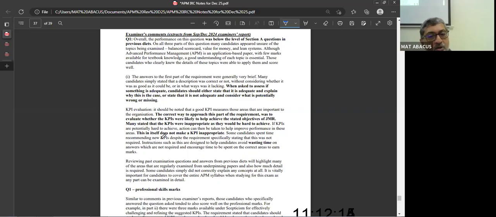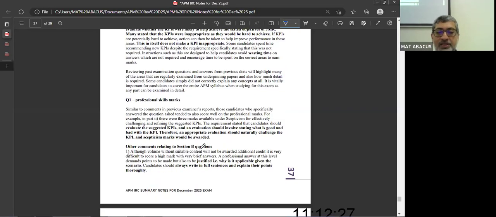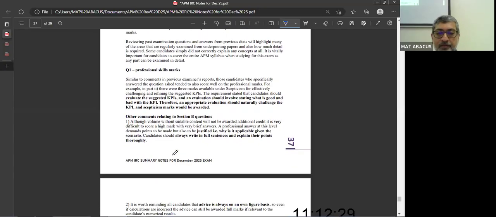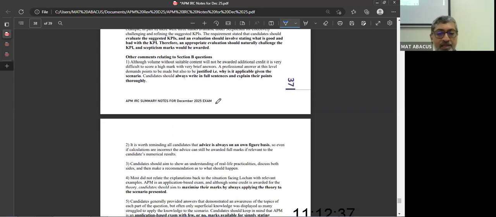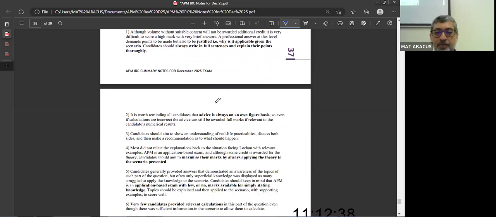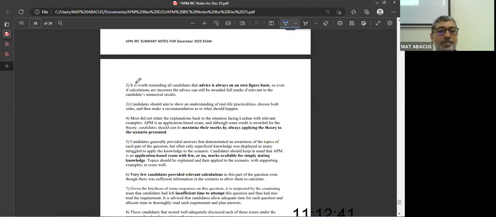Some candidates spend time recommending new KPIs despite management specifically asking that this was not required. Instructions such as this are designed to help candidates avoid wasting time on answers which are not required. Professional skills is the same, I think. Okay, this is back to writing full sentences. All right, don't forget this one I mentioned before.